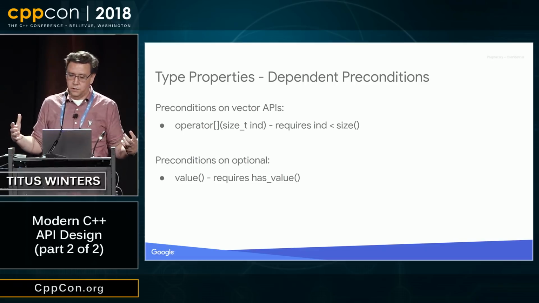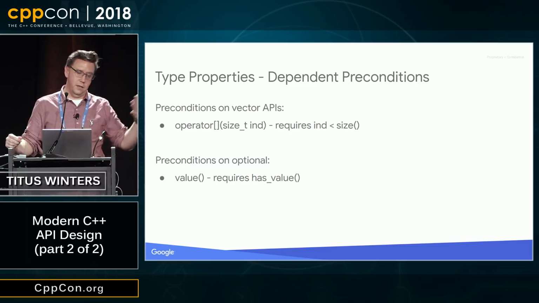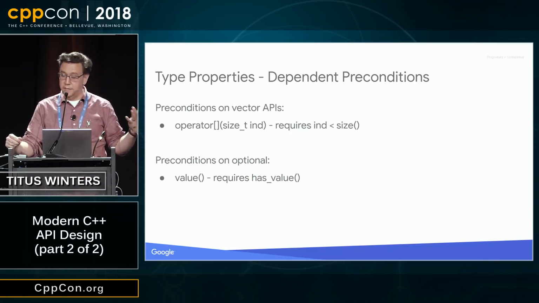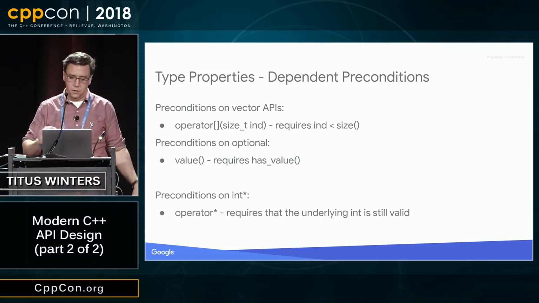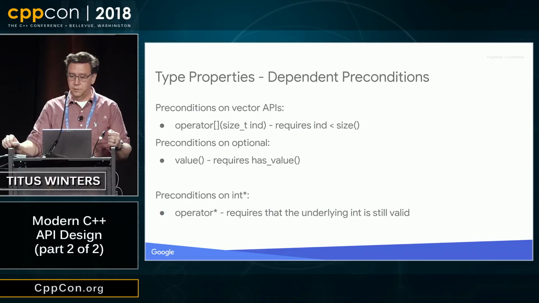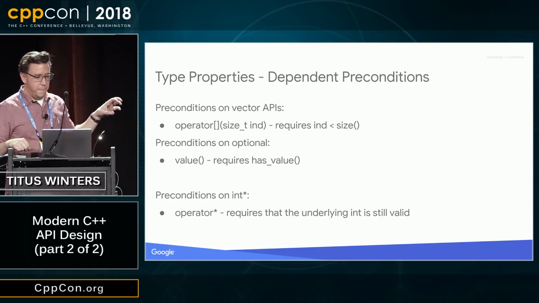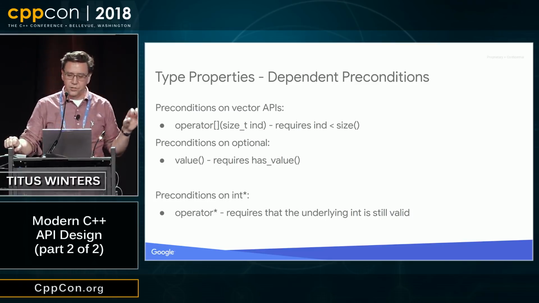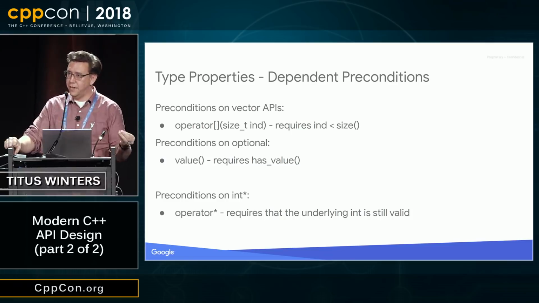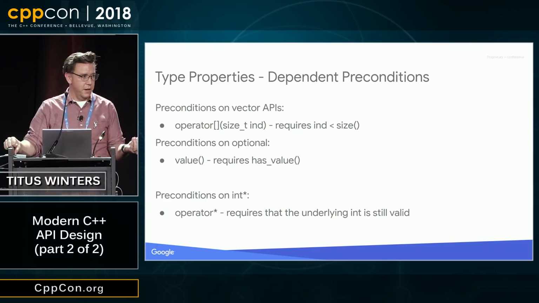Sometimes you just have to know by having general knowledge about the rest of the program, like in the case of thread unsafe types. For instance, as an example that we all understand, what are the preconditions for dereferencing an int star? Obviously, the important precondition there is the underlying int must still be valid. And that dereference precondition is different, sort of fundamentally, than the precondition for operator square brackets. One way of describing these differences, again, all of the preconditions on vector's APIs can be verified by interrogating the vector. In this sense, vector is self-contained. Int star, on the other hand, is not.